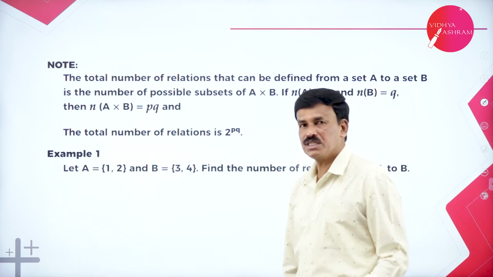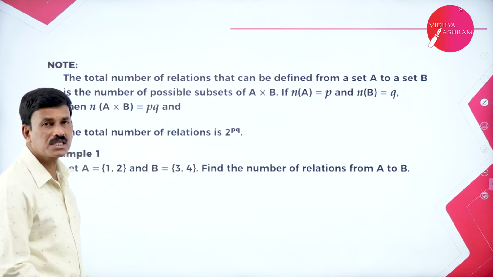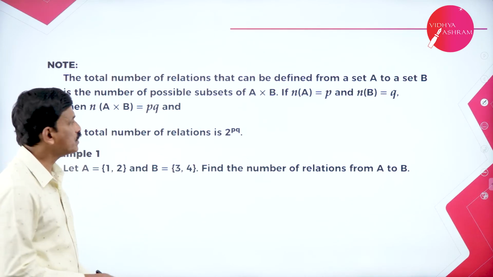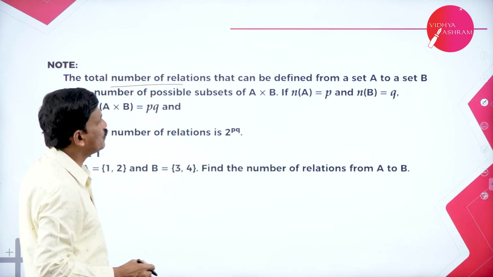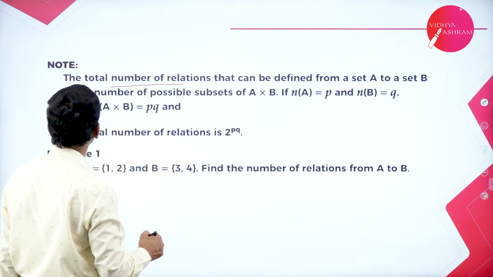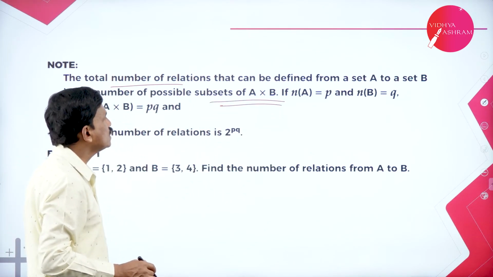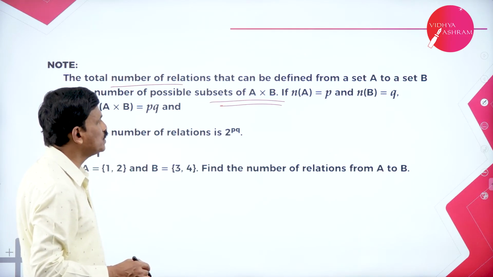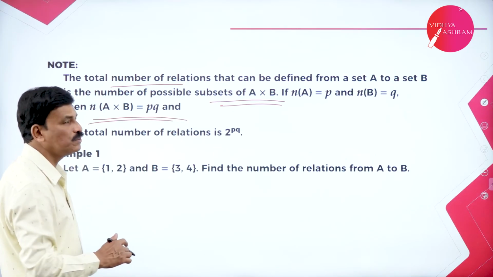Now let us come to the last concept. So far we have discussed how to find the relation, domain and the codomain. Now the question is, the total number of relations that can be defined from a set A to set B is the number of possible subsets of A cross B. If n of A is equal to P and n of B is equal to Q, then the number of elements in A cross B is equal to P into Q.